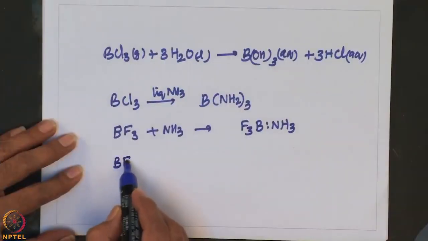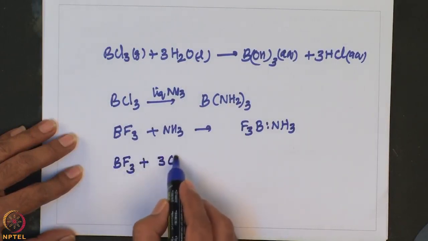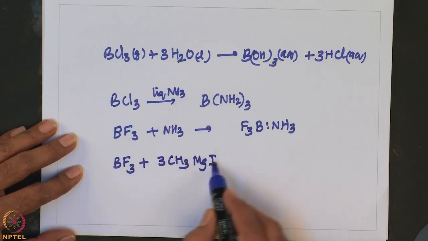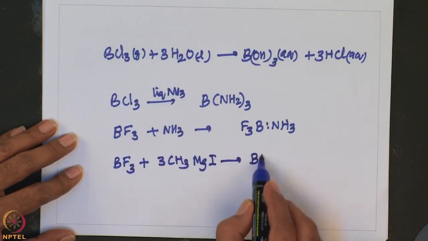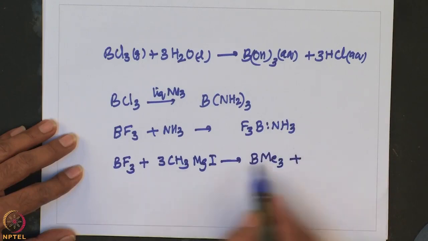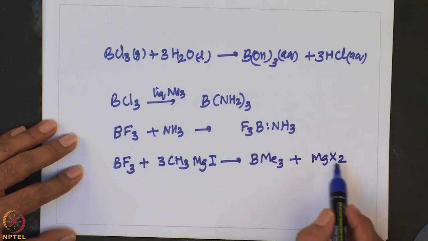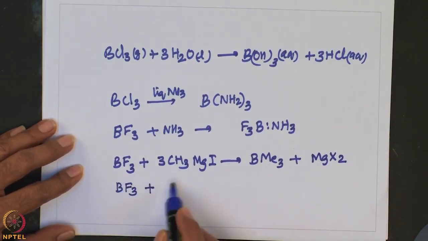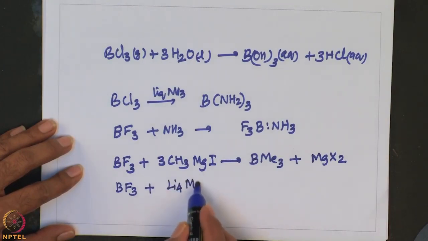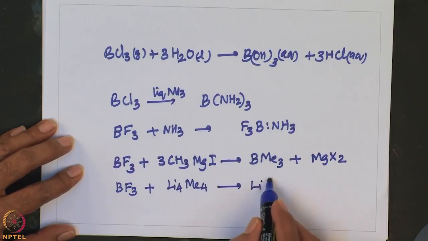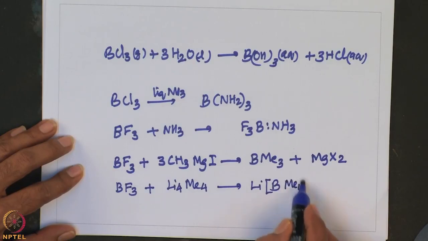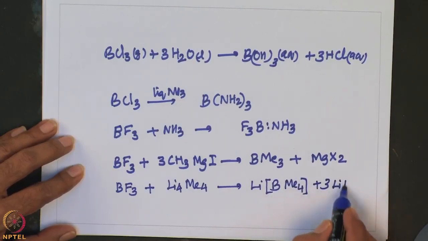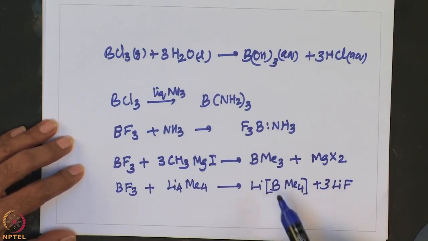The preparation of alkyl boron and aryl boron compounds essentially starts from the corresponding boron halides. For example, BF3 on treatment with methyl magnesium iodide can give trimethyl boron. Of course, plus you get magnesium halides, such as MgIF. And similarly, one can also treat BF3 with methyl lithium. Methyl lithium is a tetramer, so one can write like this. It gives trimethyl boron. So, one can write either Me or one can also write CH3.